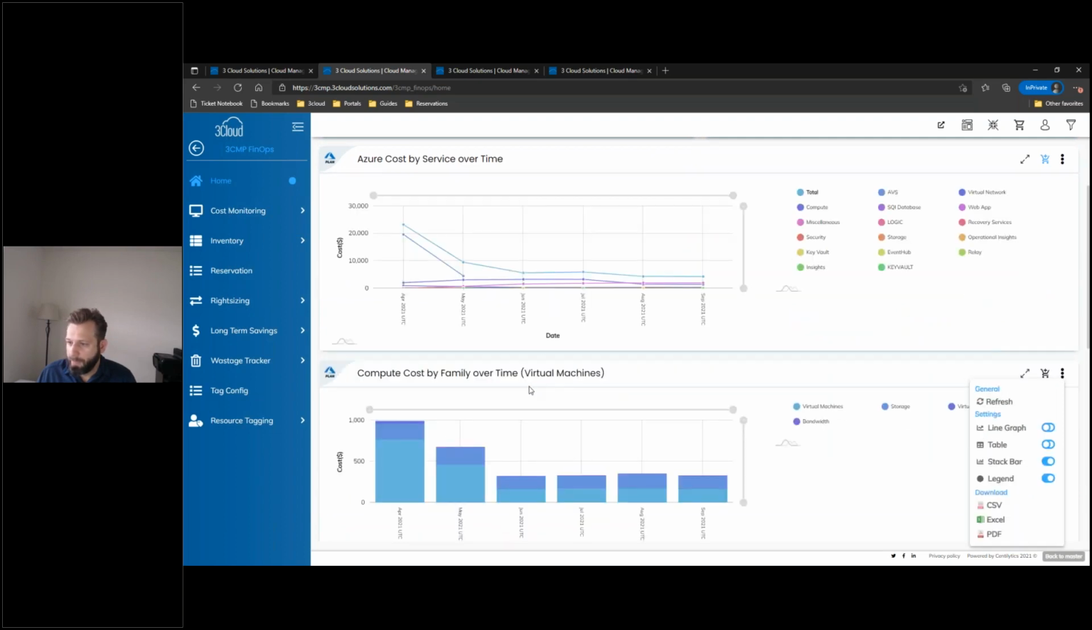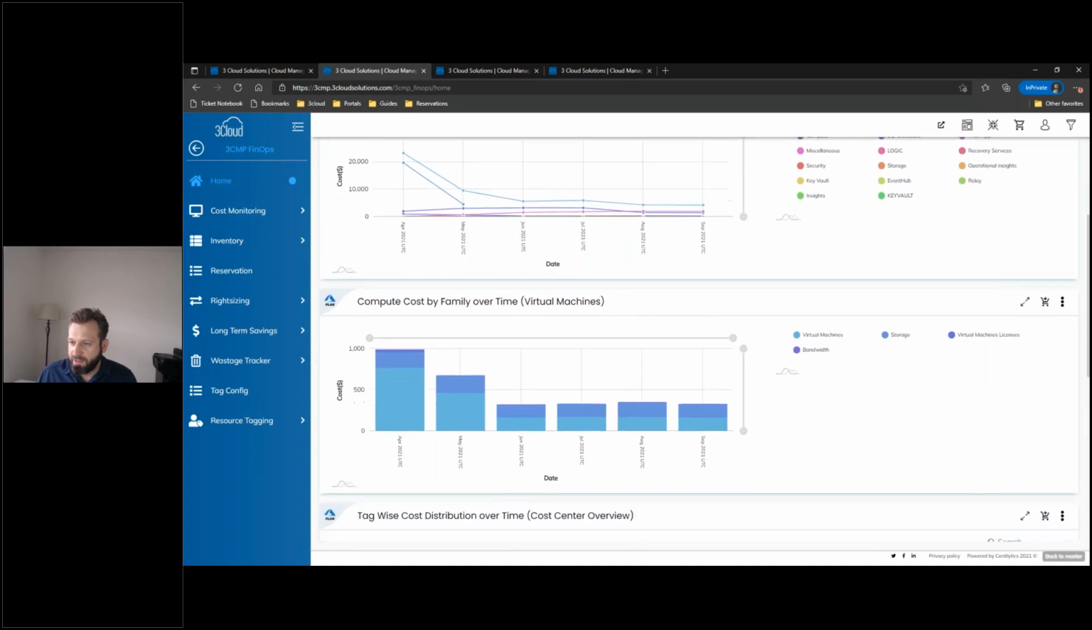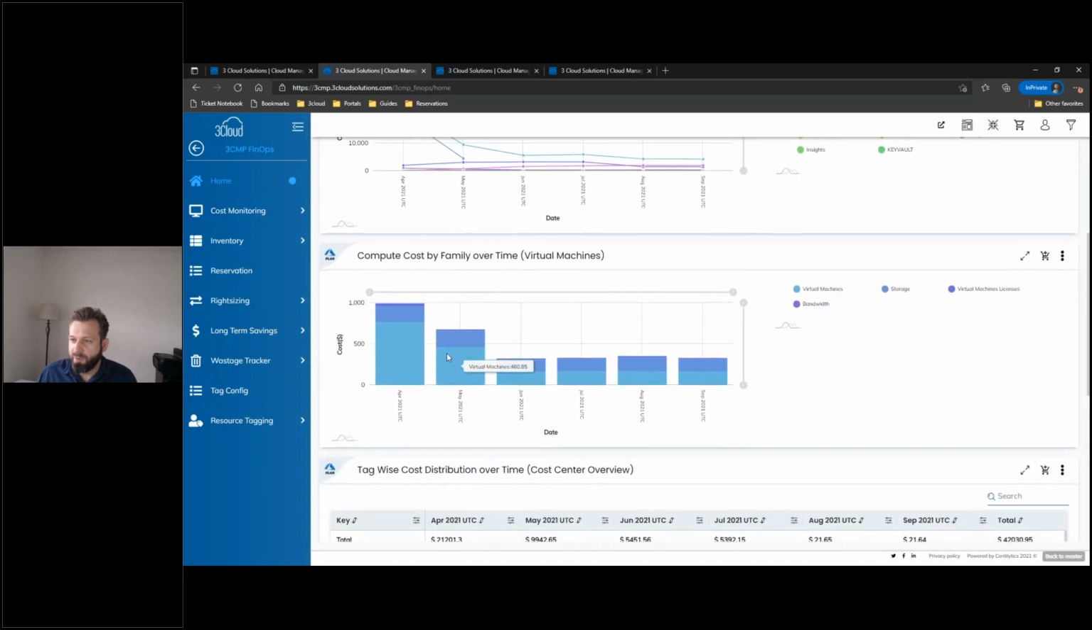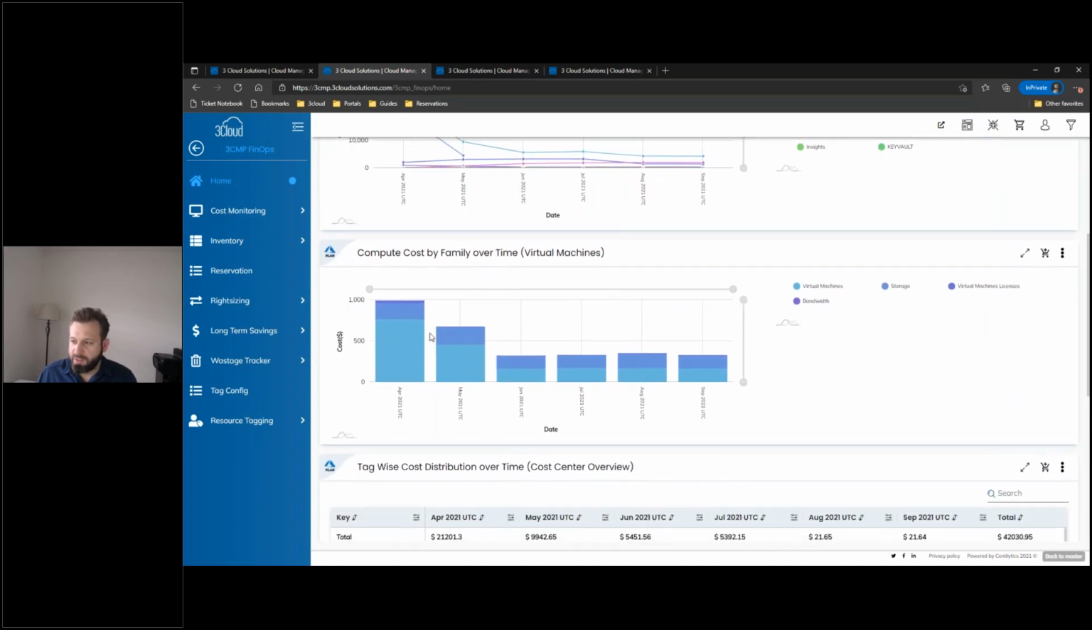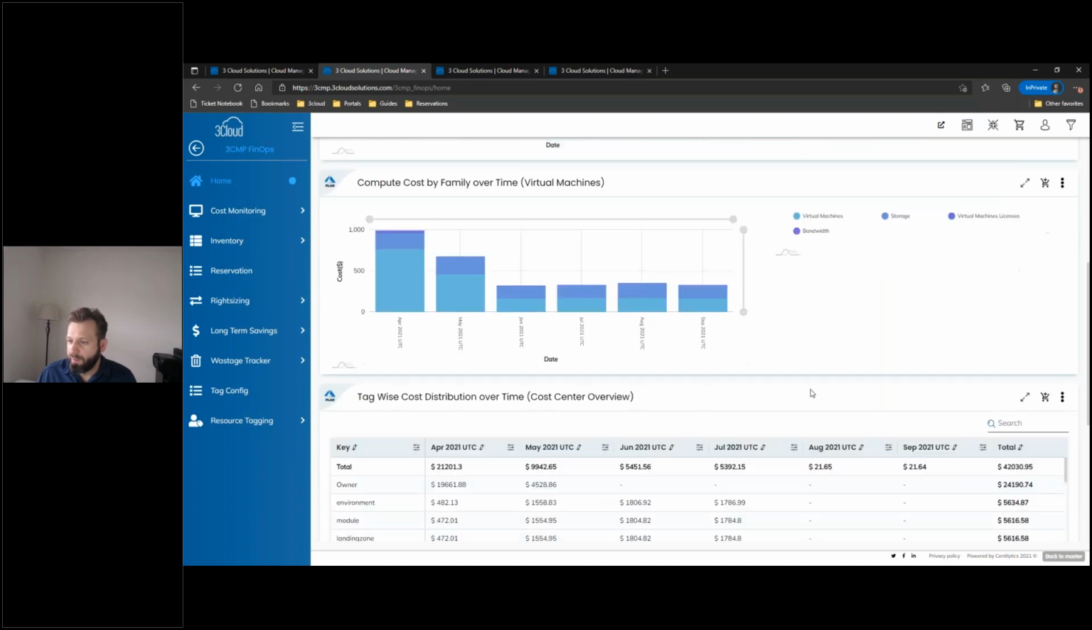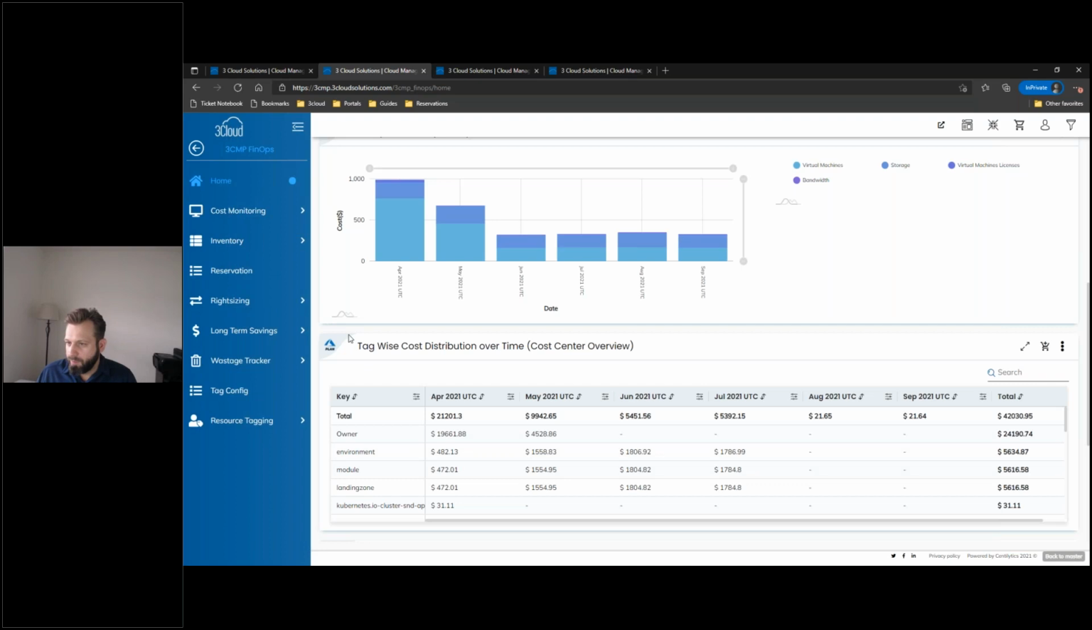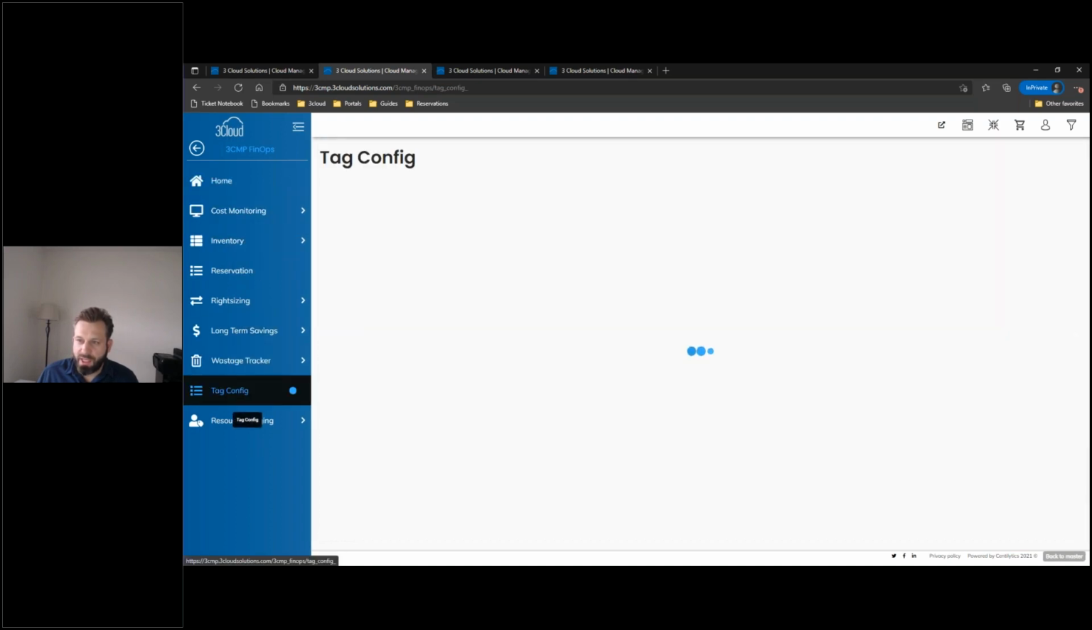Stack bar here. You can see that this is our demo environment. We were demoing some pretty expensive hardware. And here in this, you can see the trend just go down from here. And again, we'll look at tag distribution here. All right, what tags do we want to be looking at? And this will go down right here into our tag configuration.